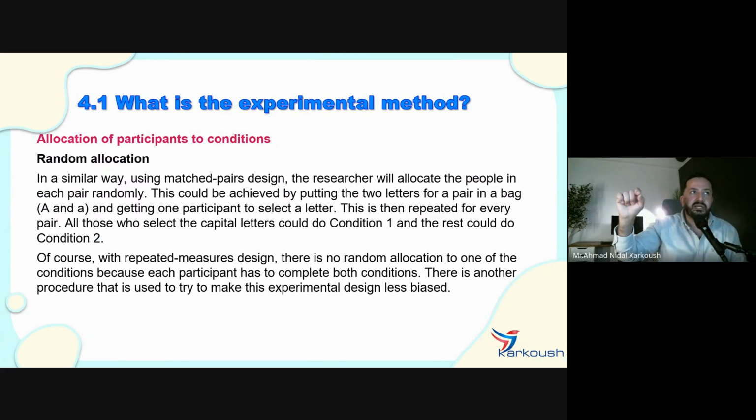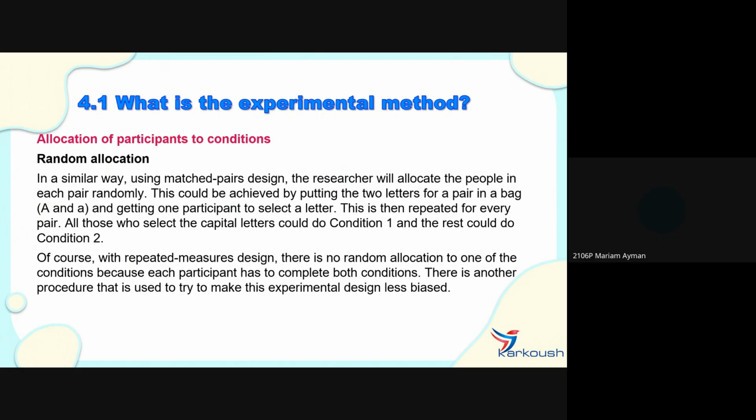Of course, with repeated measures design, there is no random allocation. Repeated measures, we cannot have random allocation. Why can't we have random allocation in repeated measures? If you understand, you can answer this. Think about it. Yes, Mariam Ayman.